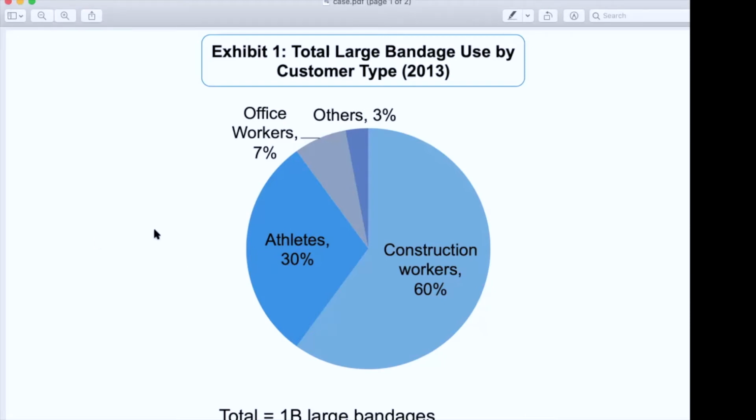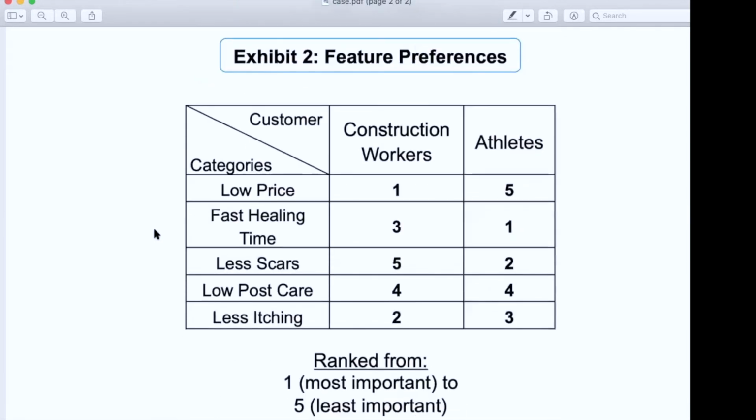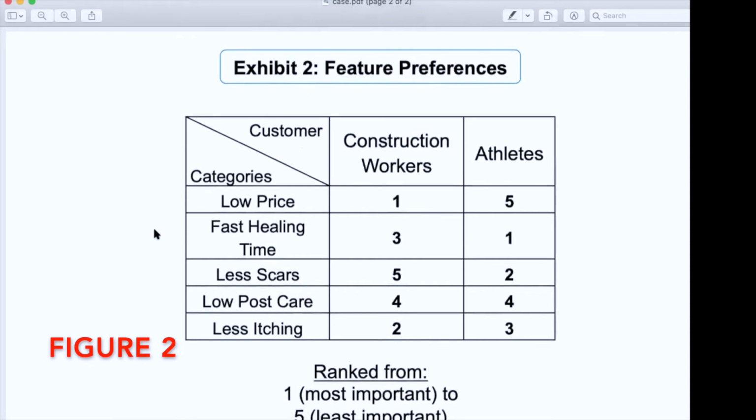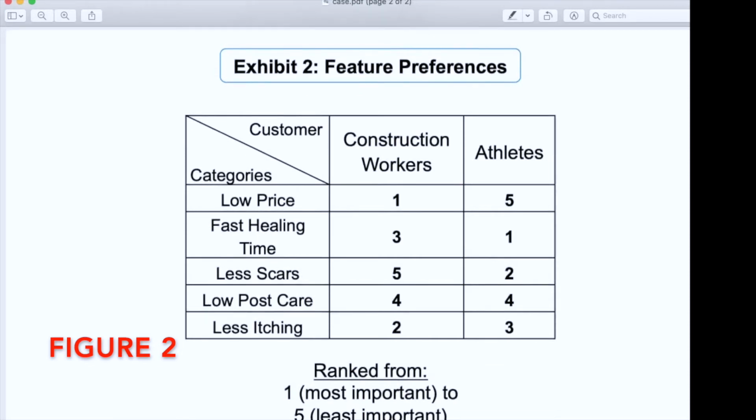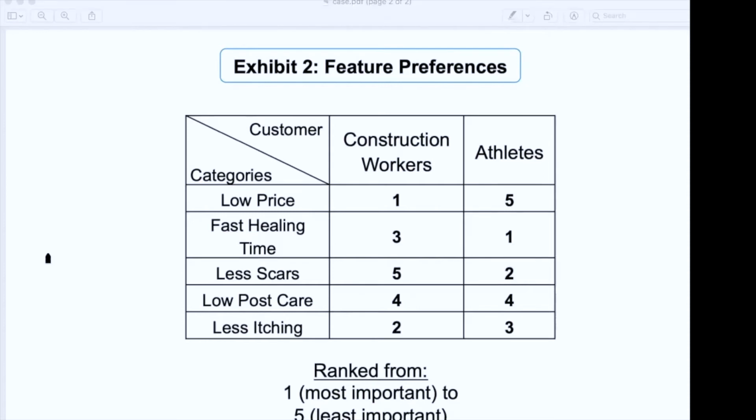These are good points. Actually, just like you said, we did a survey. So can you see the conclusion of our survey, Exhibit 2? Yes. Okay, so it seems like we are focusing on the major two segments, construction workers and athletes. Rank 1 is most important and rank 5 is least important. Okay, so what I see is that we have looked into two factors, healing time and scars. We have not compared price, post care, and itching. So we would need to know, first of all, how does UB compare on price, post care, and itching.